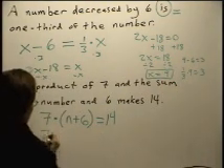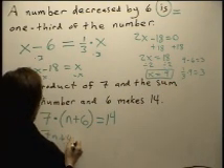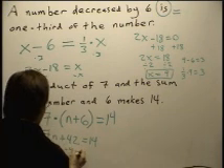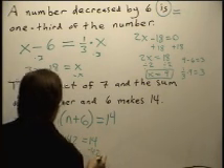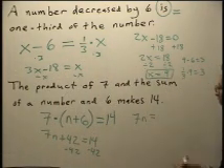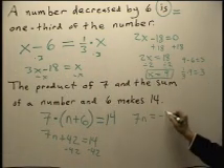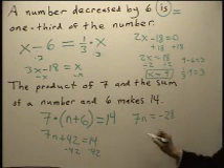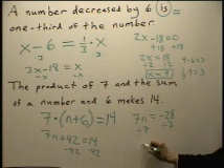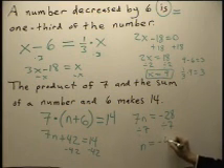Distribute the 7. 7n plus 42 equals 14. Subtract 42 from each side. We get 7n equals negative 28. And divide by 7. And we get n equals negative 4.